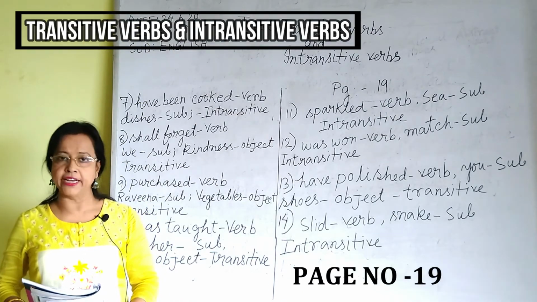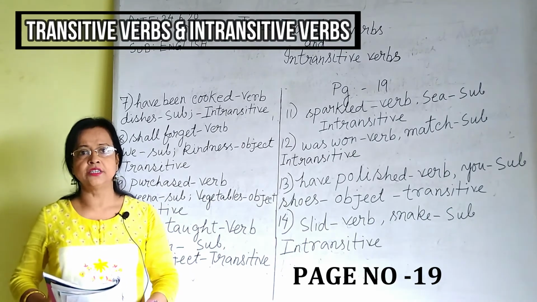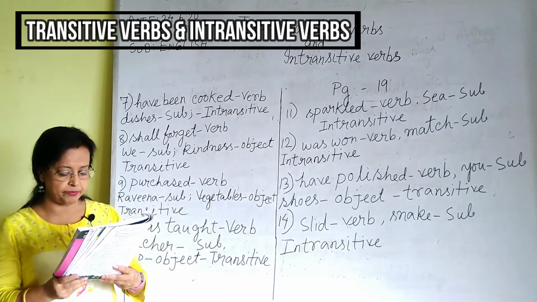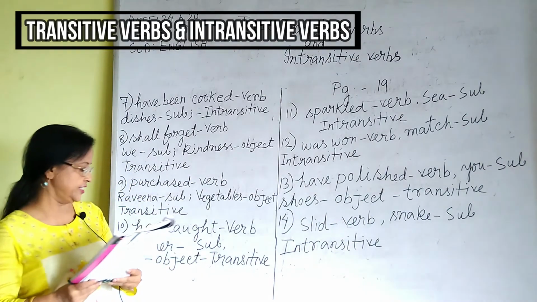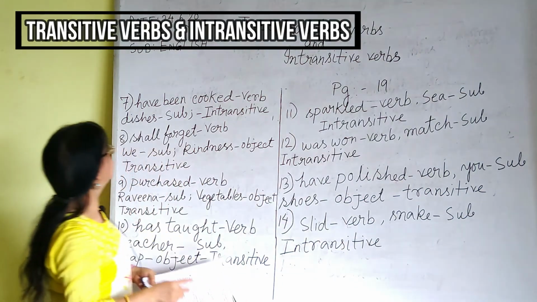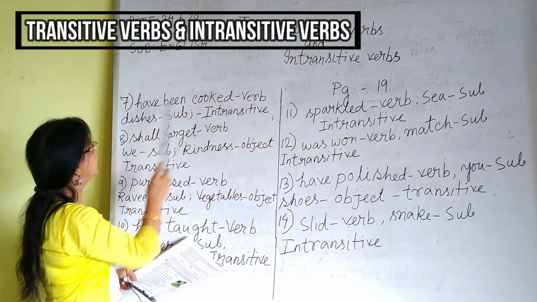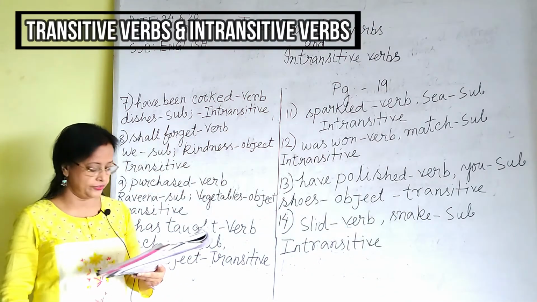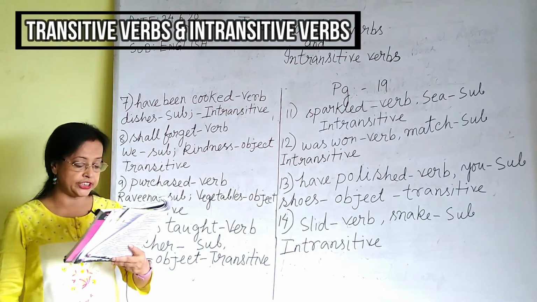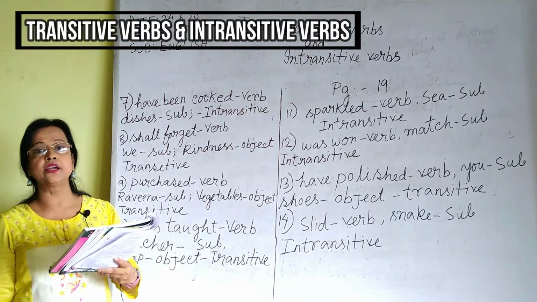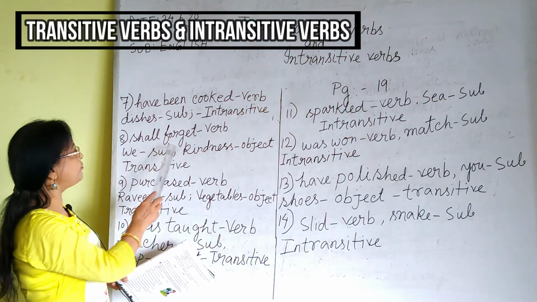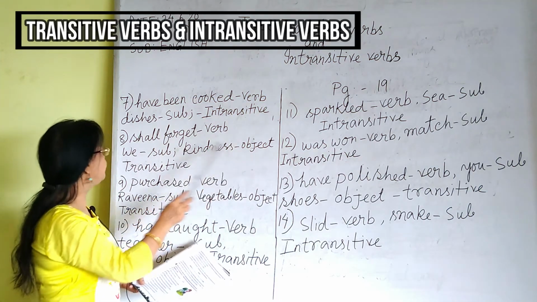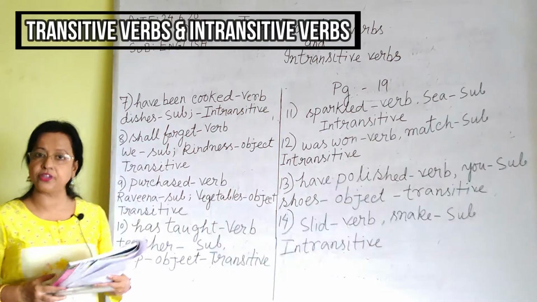Page number 19. I am starting from number 7. Number 7, these dishes have been cooked by my sister. Here have been cooked is the verb, dishes is the subject. This is an intransitive verb. Number 8, we shall never forget your kindness. Here shall forget is the verb, we is the subject, kindness is the object. This is a transitive verb.